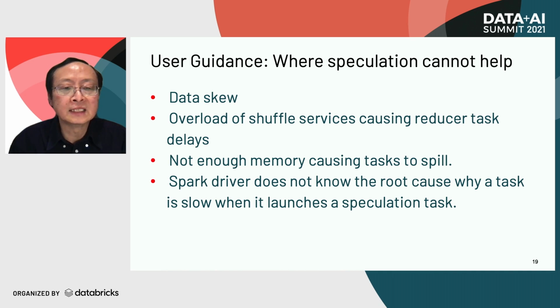Also, there's the third case. There's not enough memory, and it has caused tasks to have a disk spill. Basically, the Spark driver does not know the root cause why a task is slow. It does not know the current condition of all the components of a cluster system. It will launch a speculation task based on the configuration parameter values we set.